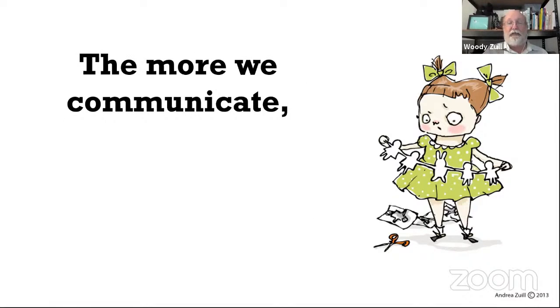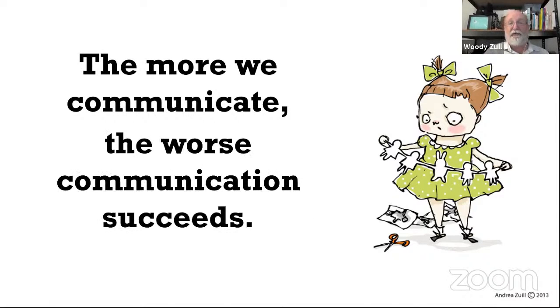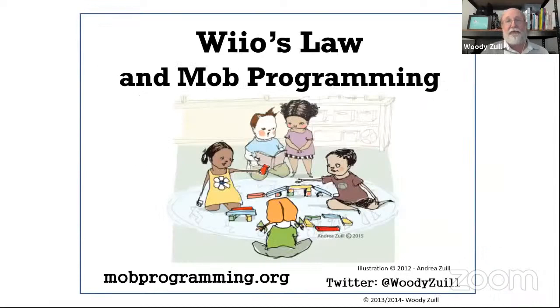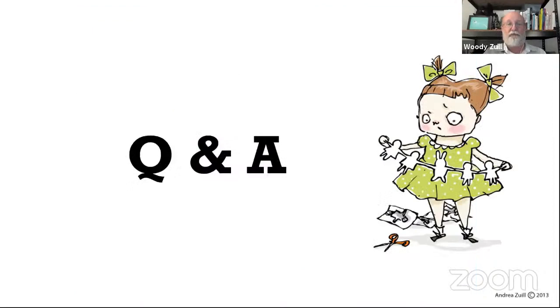The more we communicate, the worse the communication succeeds. That's because there's more and more stuff to misunderstand and miscommunicate. The more we communicate, the faster the misunderstandings propagate. So what are we going to do about this? These are Wheel's laws. And I believe mob programming gives us an opportunity to address this problem by working together. Let's take another Q&A. I think that might have popped up a few questions.